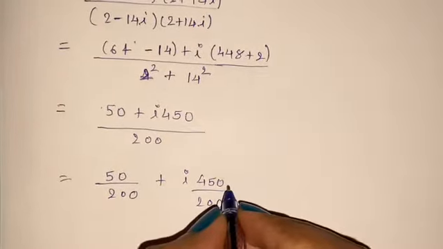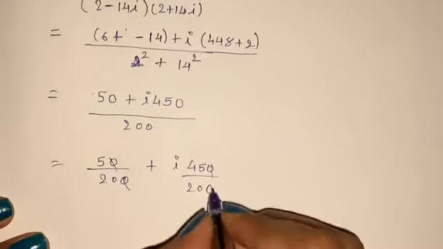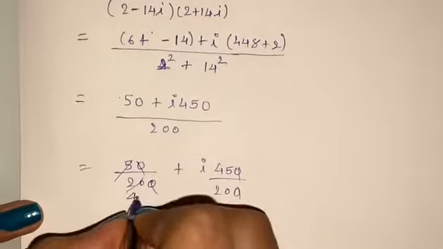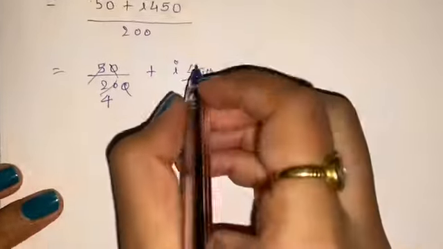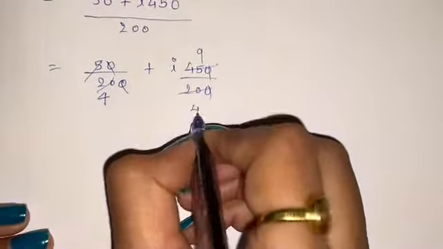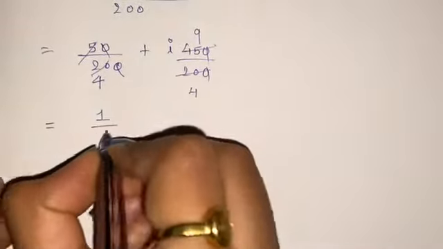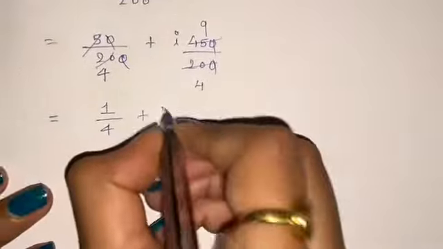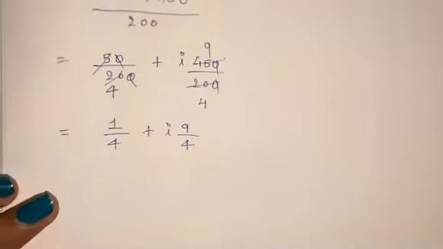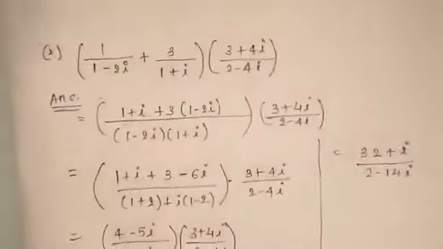Okay, cut, 5 4s are, okay, and over here 9 and 4 5s and 9 5s is equals to 1 by 4 plus i 9 by 4. Okay, so how many things we have done in this particular question.